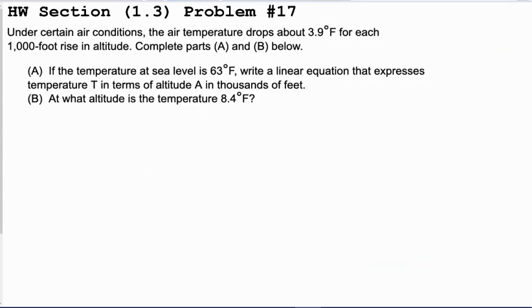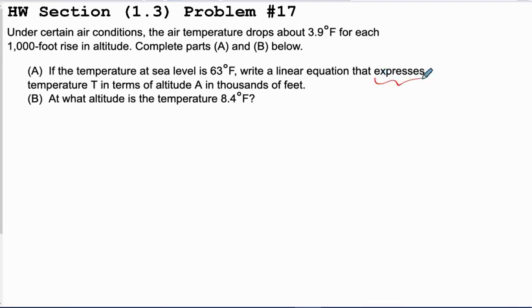And the last question I got was section 1.3, problem 17. It says under certain air conditions, the air temperature drops about 3.9 degrees Fahrenheit for each 1,000 foot rise in altitude, and it asks that we complete parts A and B below. So part A says if the temperature at sea level is 63 degrees Fahrenheit, write a linear equation that expresses the temperature T in terms of altitude A in thousands of feet.